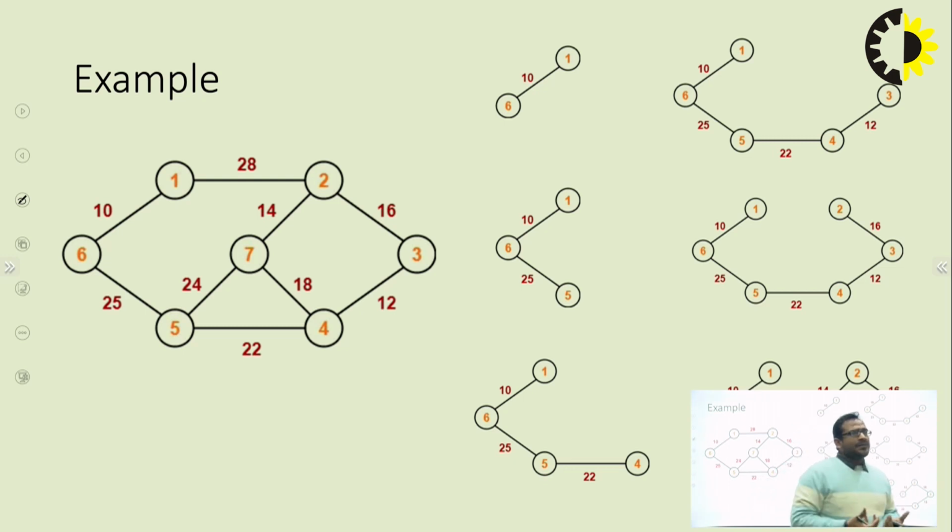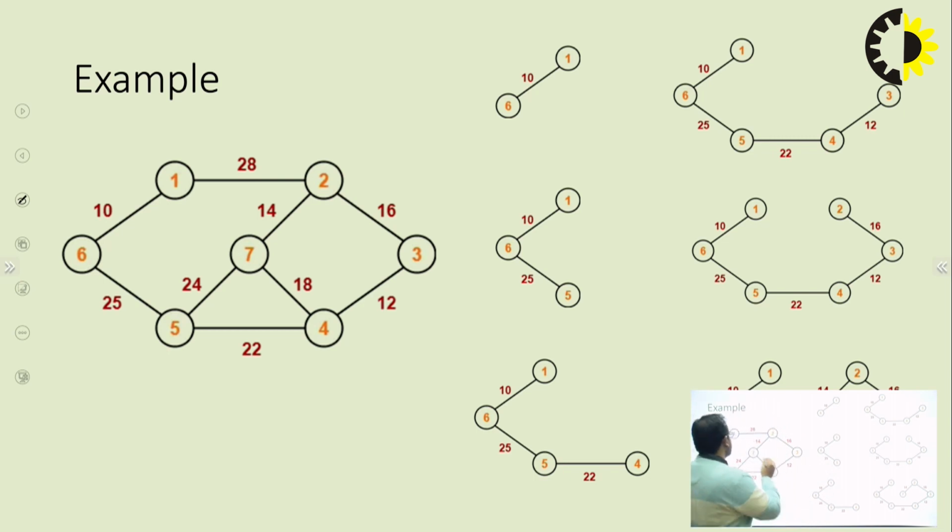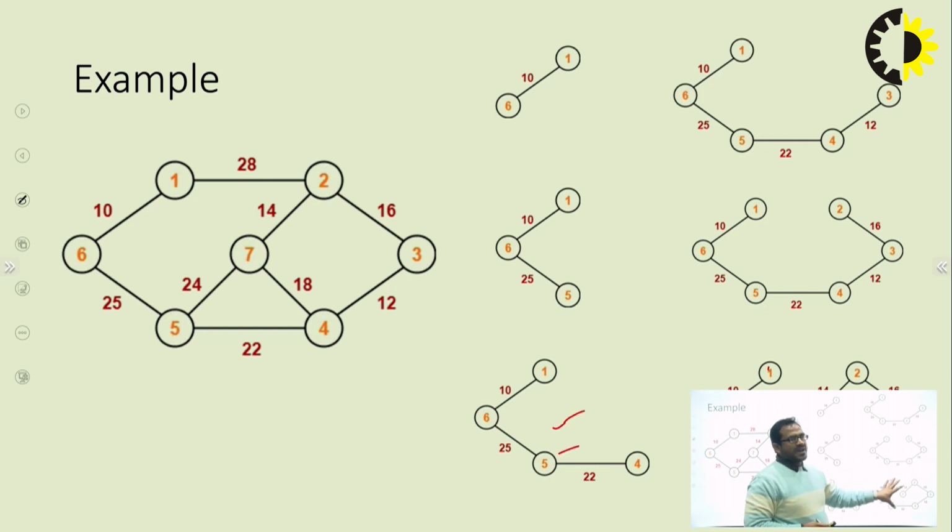So the basic problem is, whenever you are going to create a minimum spanning tree, you have to include all the vertices. So you can see we have 7 vertices here. I'm selecting all the 7 vertices. There is no cycle in this graph. So this is called a minimum spanning tree.